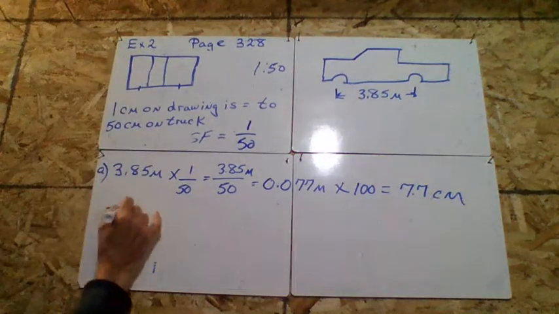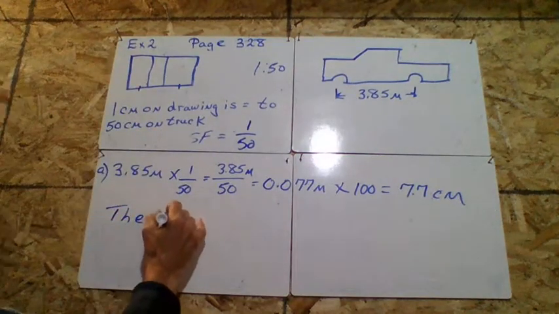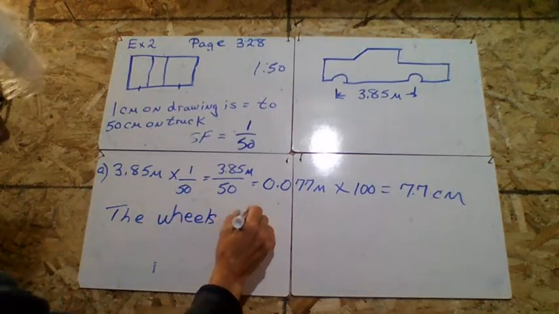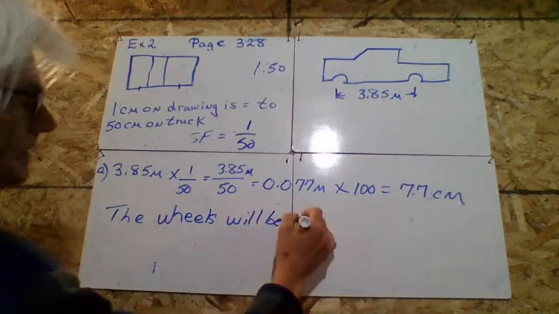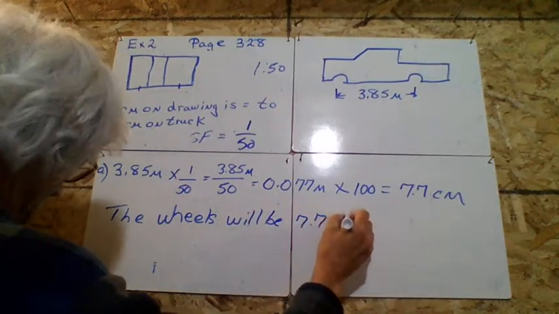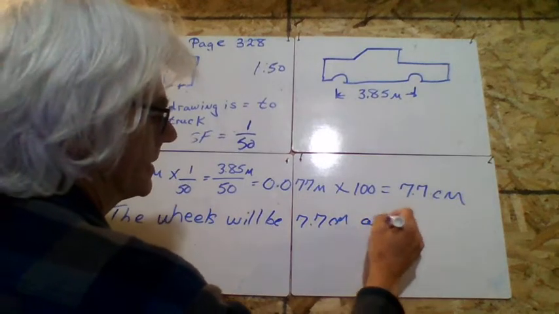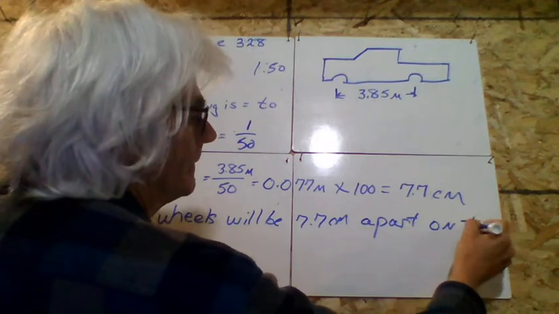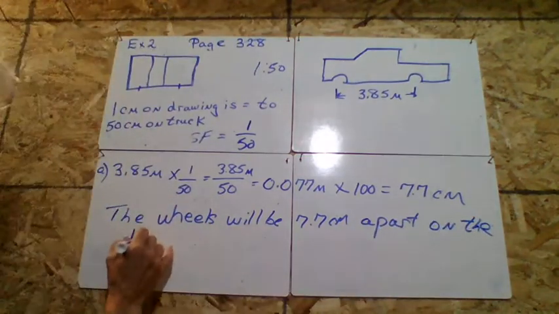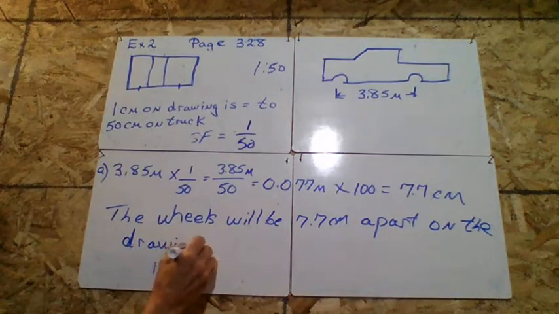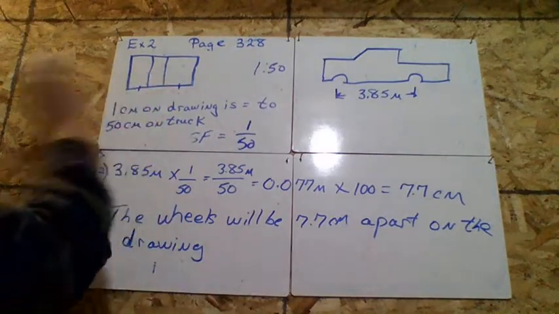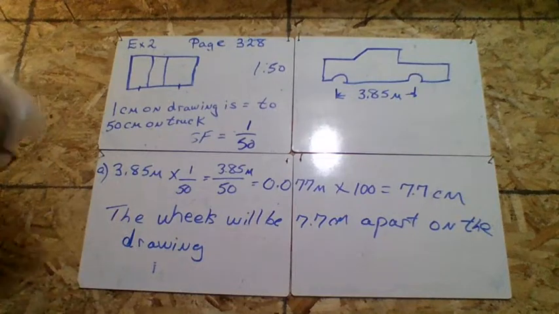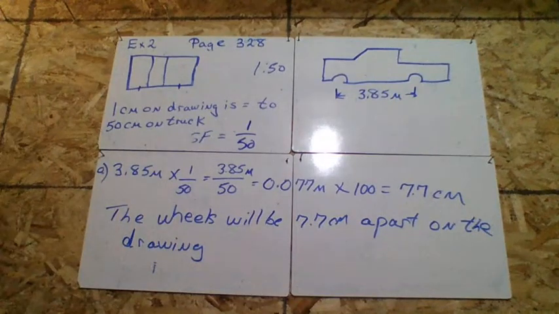So I would say the wheels will be 7.7 centimeters apart on the drawing. So if I was to measure from there to there, I'd have 7.7 centimeters. So that's the A part.